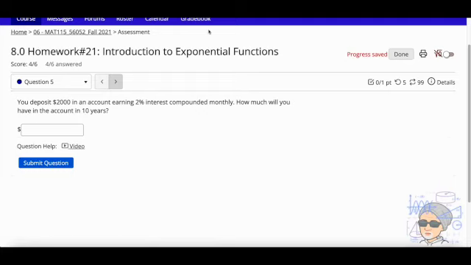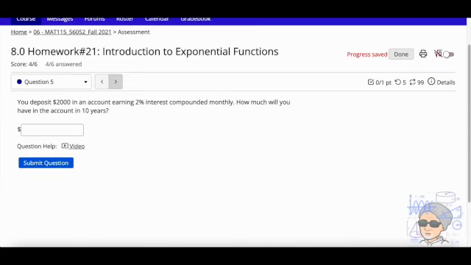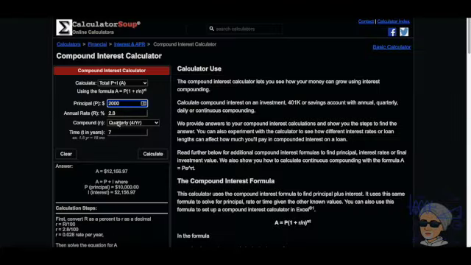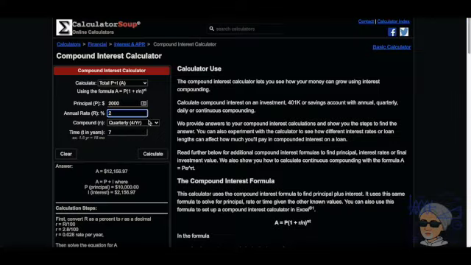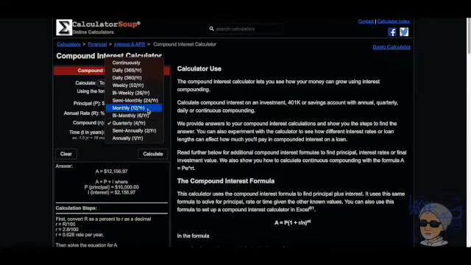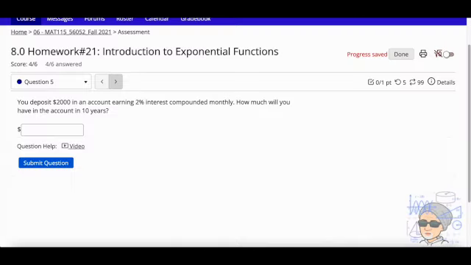It's easy, man. There's nothing about this that's hard once you put everything in. So 2,000 goes here. And what's the rest of it? 2,000, 2%. So we're going to do 2% right away. And how many times? Monthly, which will be 12. It's even giving that to you. So it's super easy. And the t is equal to 10.